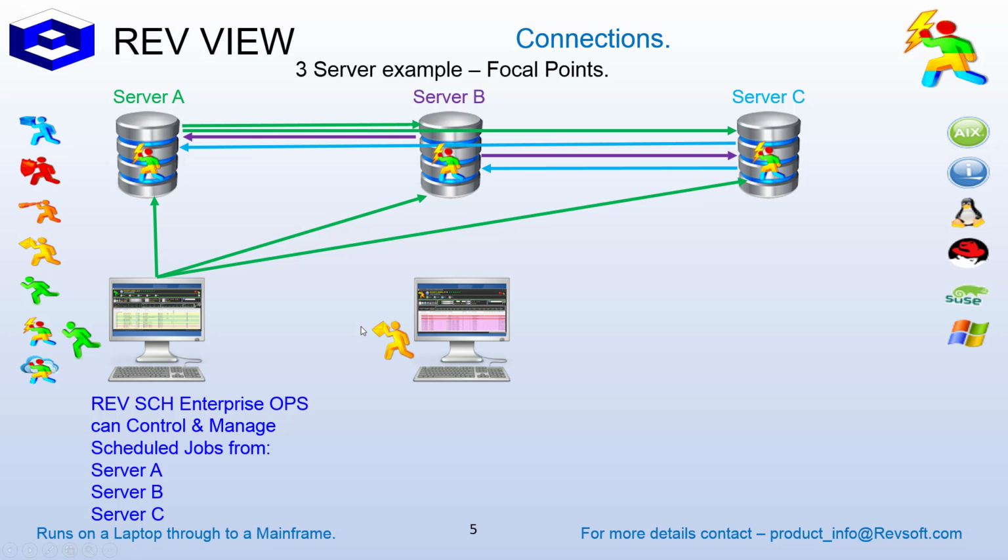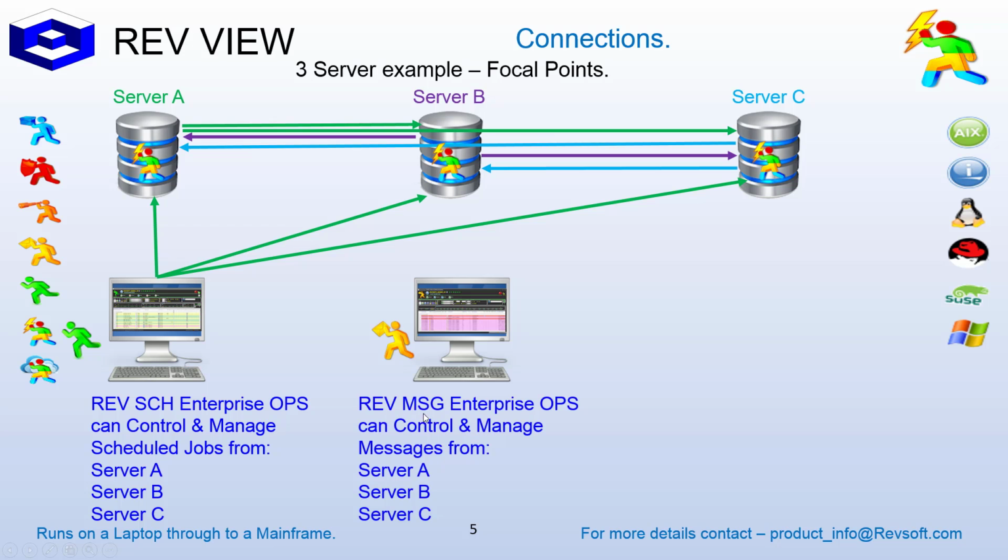Okay, REV message. What we would like to do is we'd be able to see and control all the messages from servers A, B or C. Check REV View is configured between them. So where can I connect? I can connect to server A, server B or server C, and I can view, acknowledge, reply to any messages from any of the three servers. Man, this is becoming simple.